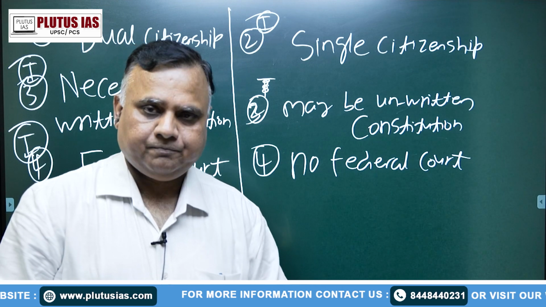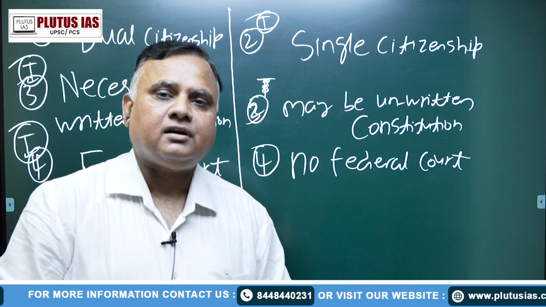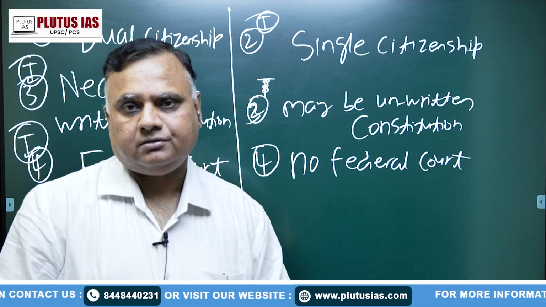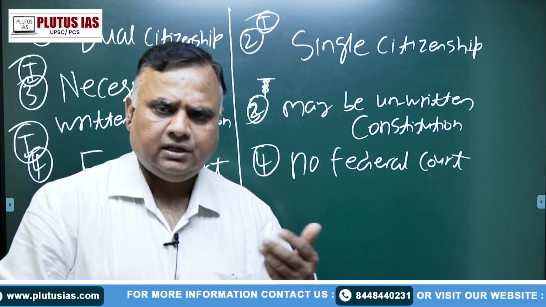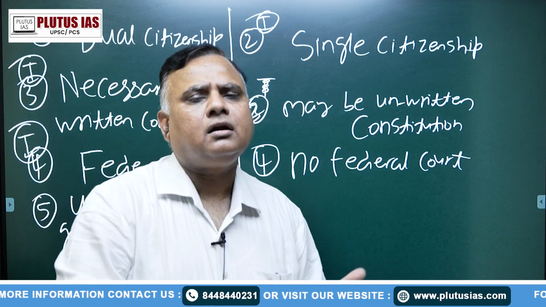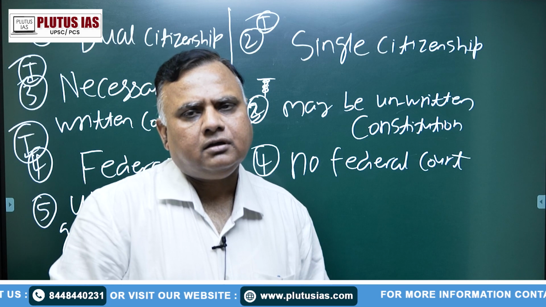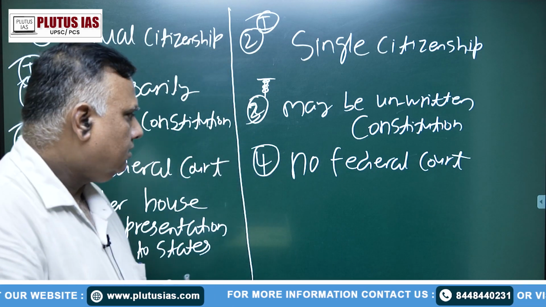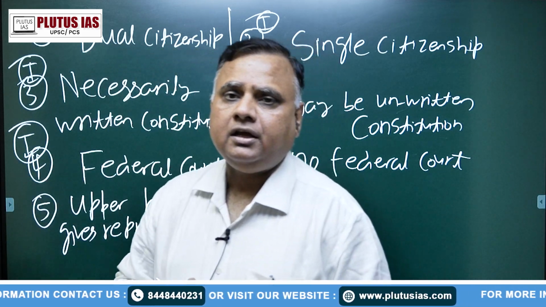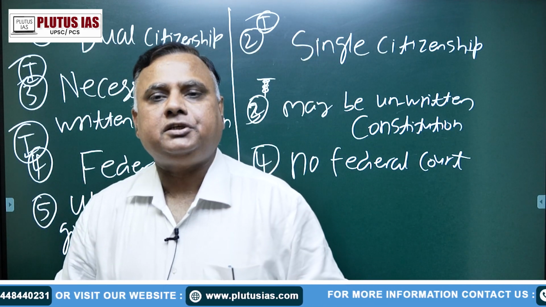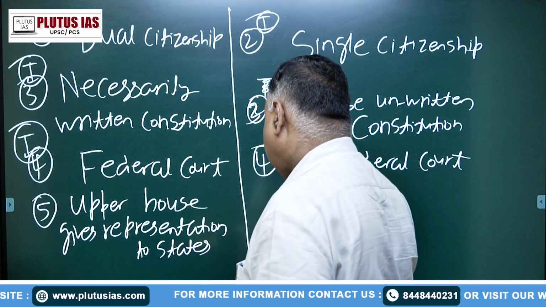So UP is having 31 MPs in Rajya Sabha. Bihar is having 16. Delhi is semi-state, having 3 Rajya Sabha MPs. So we are having asymmetrical. But upper house must be there in federal polity, and upper house must give representation to the states.